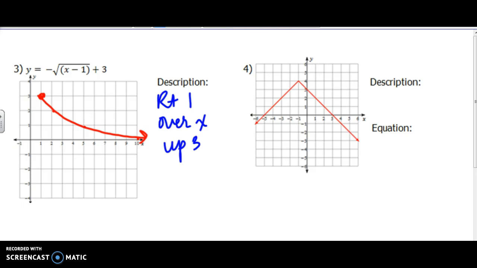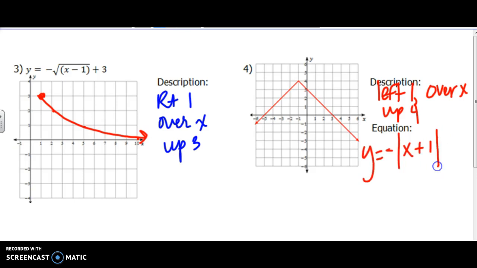As far as this one, you already have the graph, so you have to look at it and figure out what's happened. You want right and left first, so it's gone left. Try that again. This one has gone left 1, it's reflected over x, and it's gone up 4. So I'm going to build that: my negative in the front to make it go over the x, my x plus 1, and then my plus 4 on the outside.